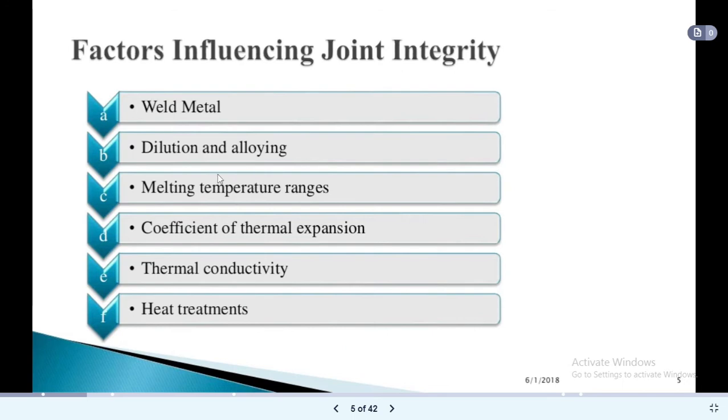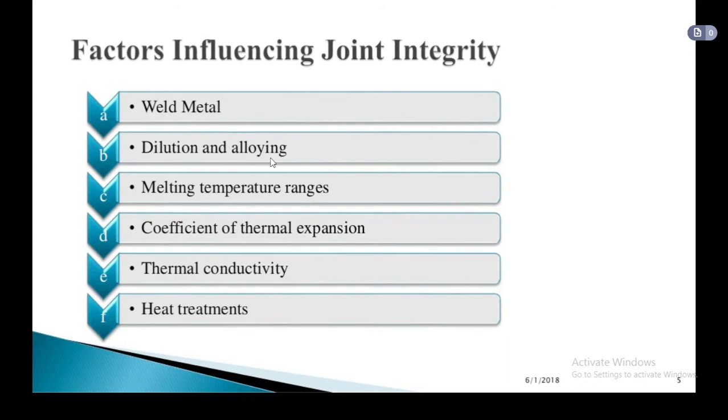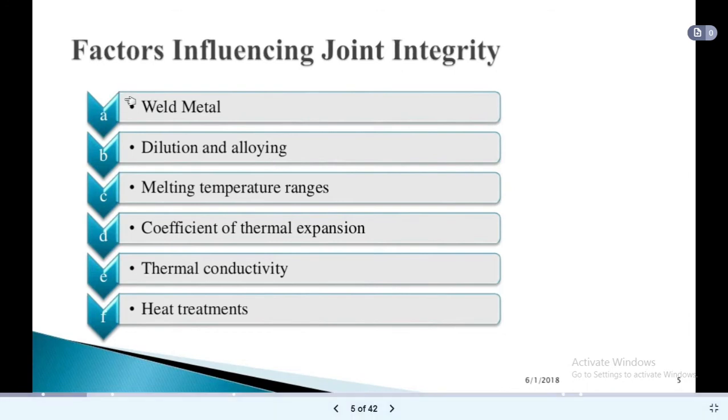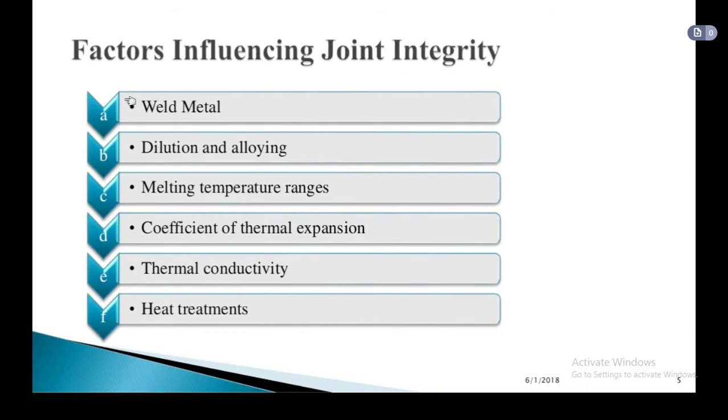Dilution and alloying. As we know, dilution means mixing. When we mix two different materials, or when we use welding to join two different materials, a third composition will form, and it is called dilution. Or alloying, where the alloying elements we use in a material also affect it.